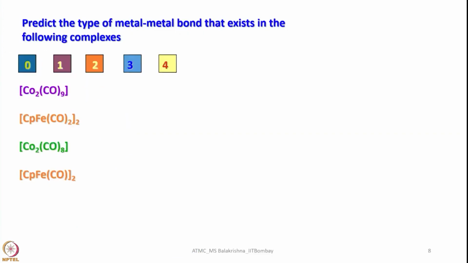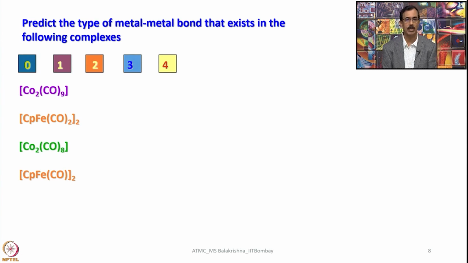Now, I have 4 interesting dimeric species. By simple electron counting, you should be able to tell whether a metal-metal bond exists or not. If it exists, what is its nature, whether a single bond is there, 2 bonds are there, or 3 bonds are there. Let us begin with a simple example of Co2(CO)9. Of course, cobalt has 9 electrons in its valence shell, 9 means each one. So, 9 into 2, 18, 18 is there, and another 18 electrons are coming from 9 carbon monoxide, 18. So, 36 are there, divided by 2.